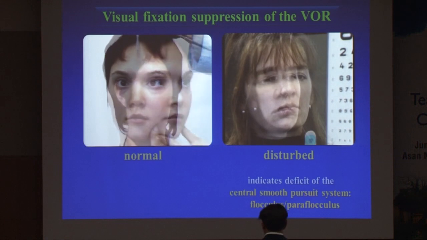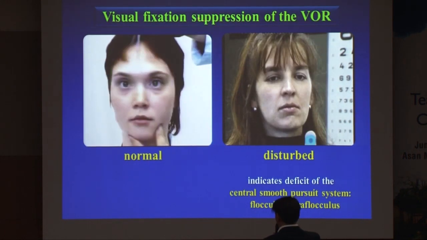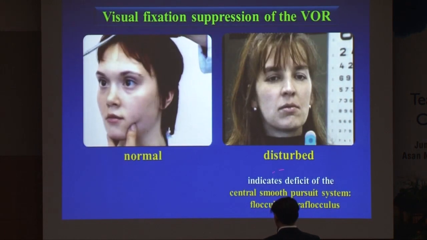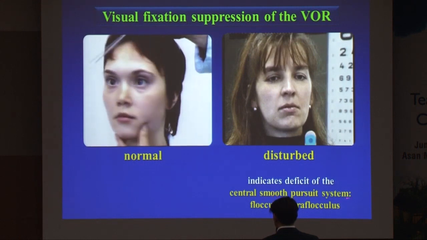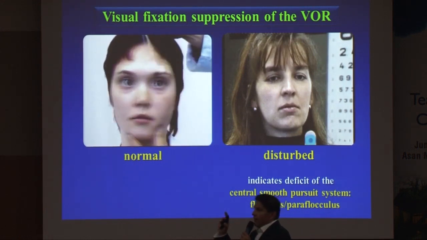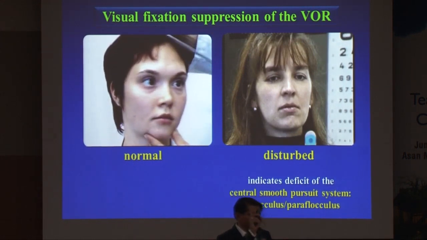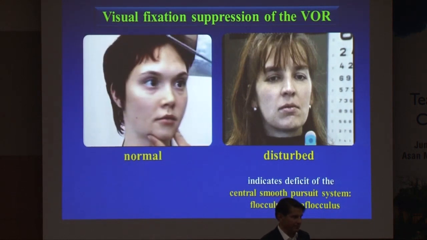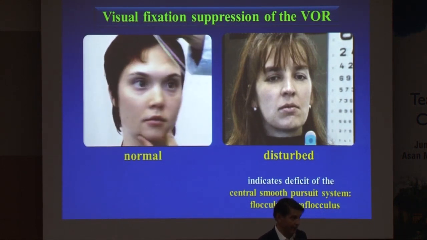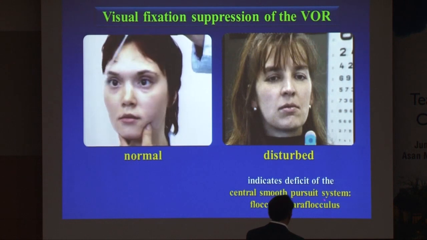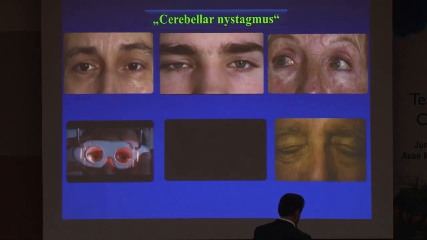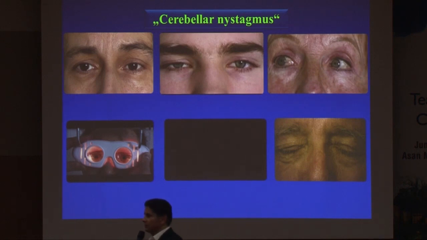Okay. So, impaired visual fixation suppression of the VOR indicates a deficit of the smooth pursuit system, because visual fixation suppression uses the same signal, retinal slip, as smooth pursuit, so it goes hand in hand. And specifically, flocculus, paraflocculus.